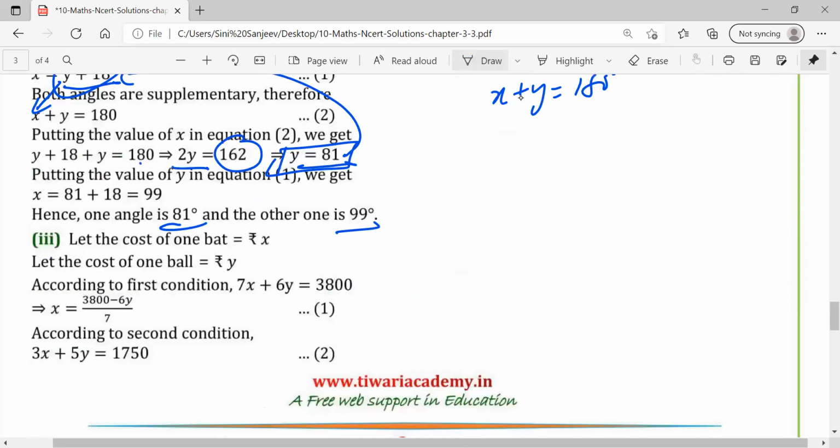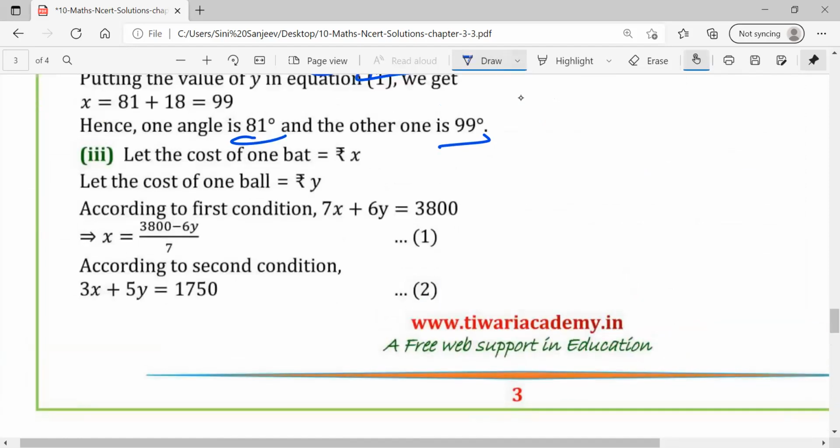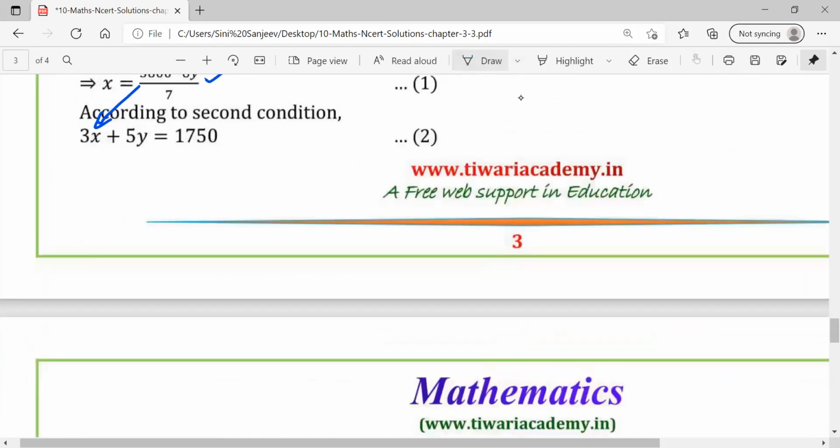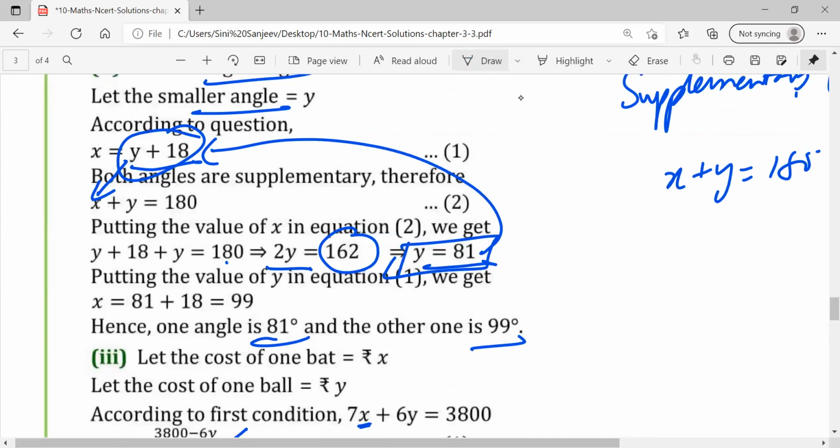Whatever I have written, that only they have mentioned here. In this they have used the simple substitution method. What is x from this? x is 3800 minus 6y by 7. This value I substitute in place of x: 3 into (3800 minus 6y) by 7 plus 5y is equal to 1750. So I get the y value, and similarly I'll get the x value. But you can use any method; the elimination method also, if you want.